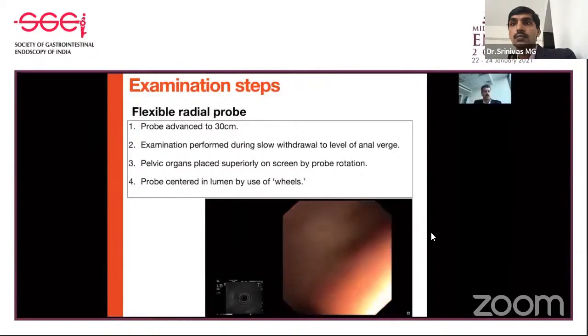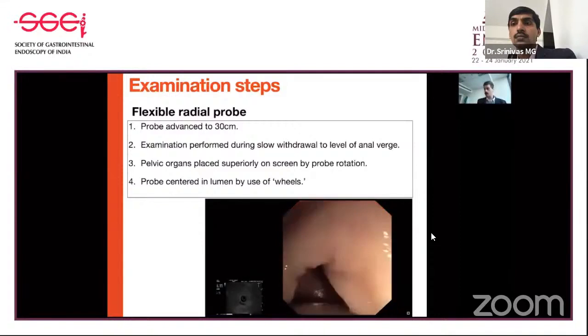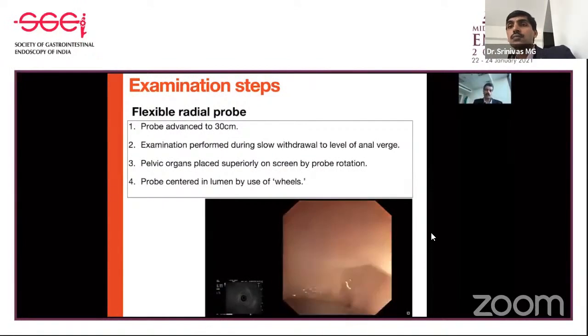Now, this is how we start the study. We start by instilling around 100 cc of water to flatten the upper part of the rectum. We can add more water, but if you overfill the rectum with water, it will often mobilize the stool from the proximal rectum and may be counterproductive. We advance the flexible EUS instrument to a depth of around 30 centimeters from the anal verge, and the examination is begun by looking at the normal vascular landmarks.